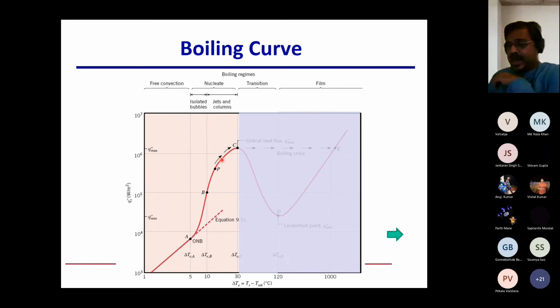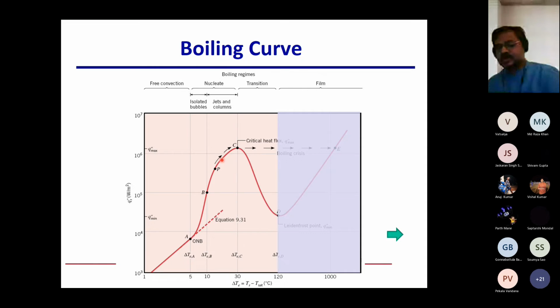Okay, so as a result, what happens next is, with further increase in temperature, the heat transfer actually starts coming down. It's very counterintuitive normally, right? I'm adding heat, I'm increasing the temperature difference, but my heat transfer is coming down. Why? Because I'm going into this regime where this vapor film is forming on the heater surface.